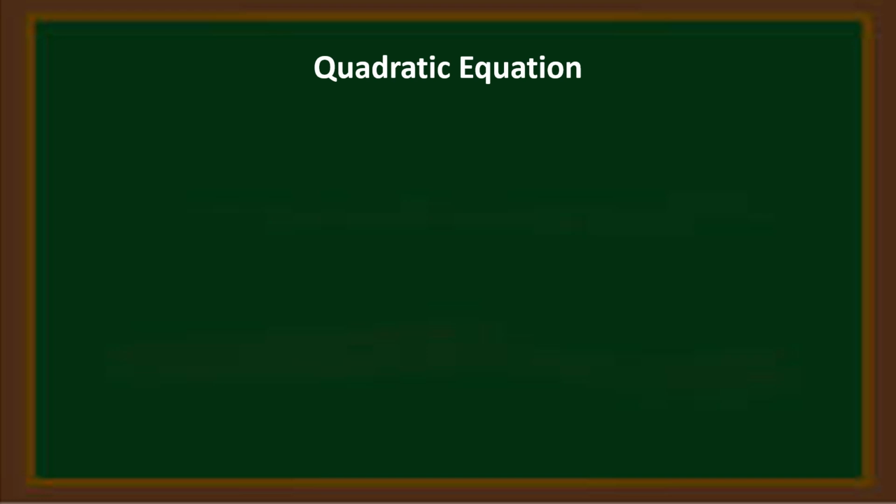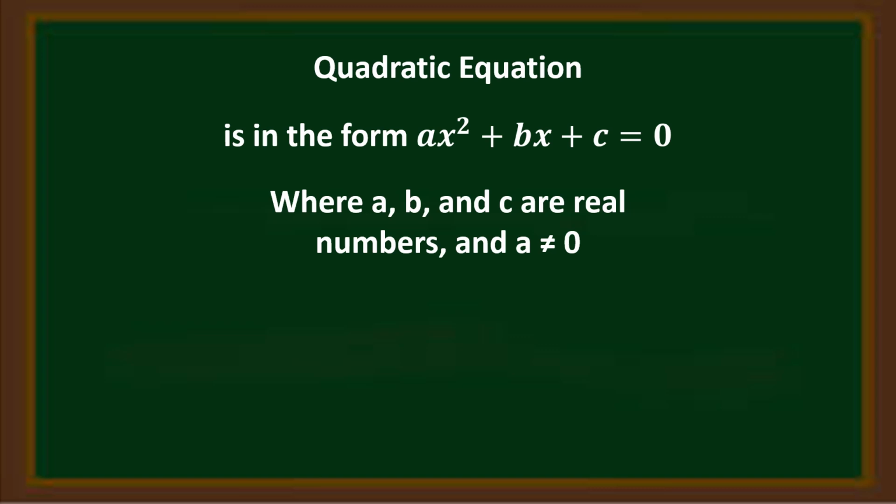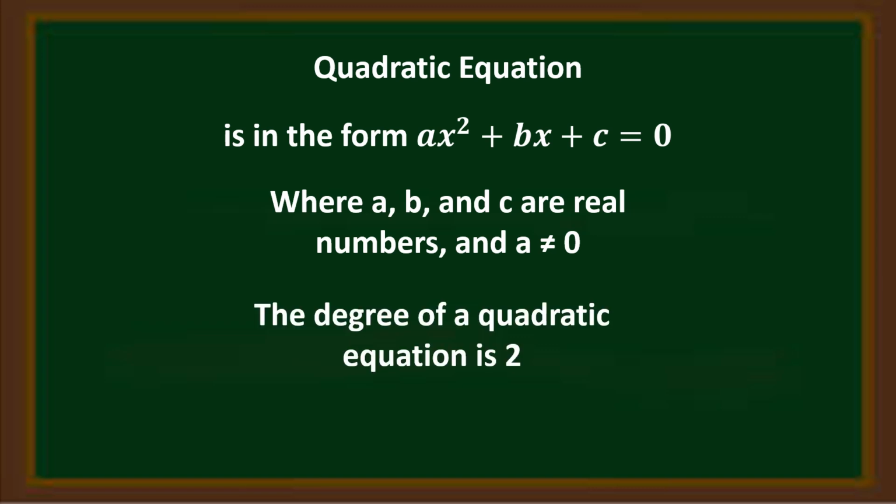Today we will be discussing quadratic equations. A quadratic equation is in the form ax squared plus bx plus c is equal to 0, where a, b, and c are real numbers and a should not be equal to 0. You have to take note that the degree of a quadratic equation must be 2.